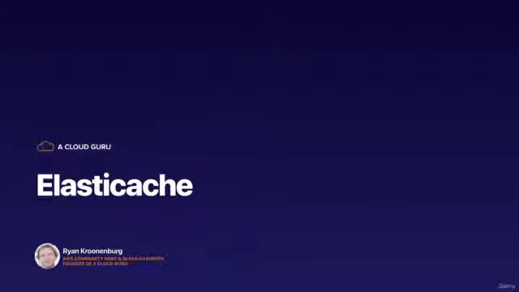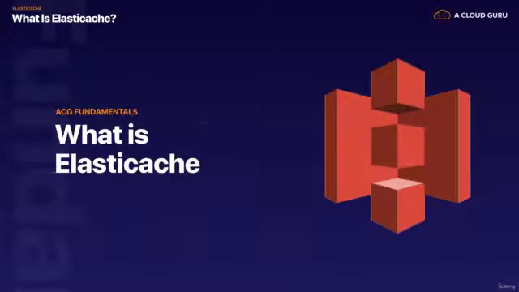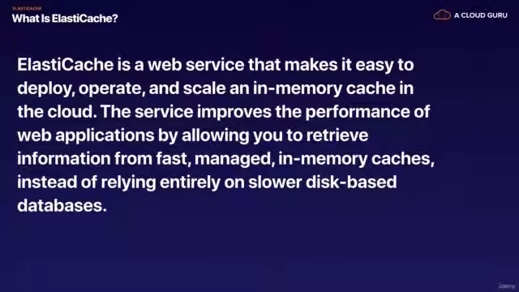This lecture is on Elasticache, and this is the last database service we need to cover in this section of the course before we move on to our summary, and then we can move on and learn all about Route 53 and networking. So what is Elasticache? We did cover this in the Database 101 lecture, but basically it's a web service that makes it easy to deploy, operate, and scale in-memory caching in the cloud. The service improves the performance of web applications by allowing you to retrieve information from fast managed in-memory caches instead of relying on slower disk-based databases.